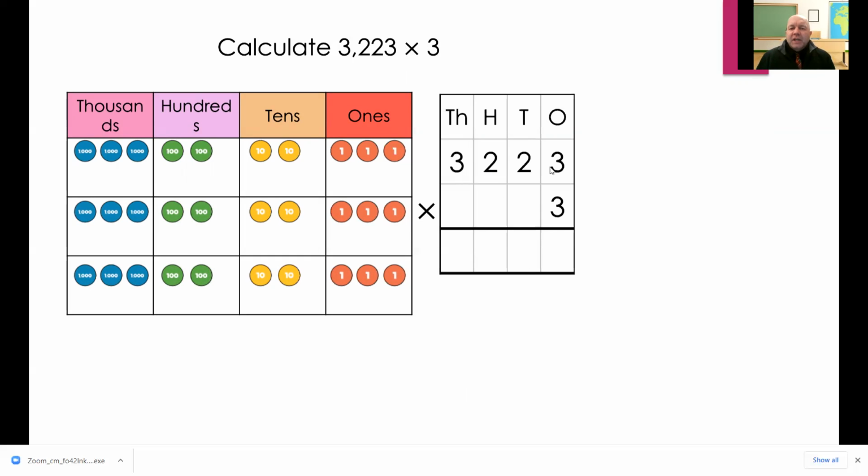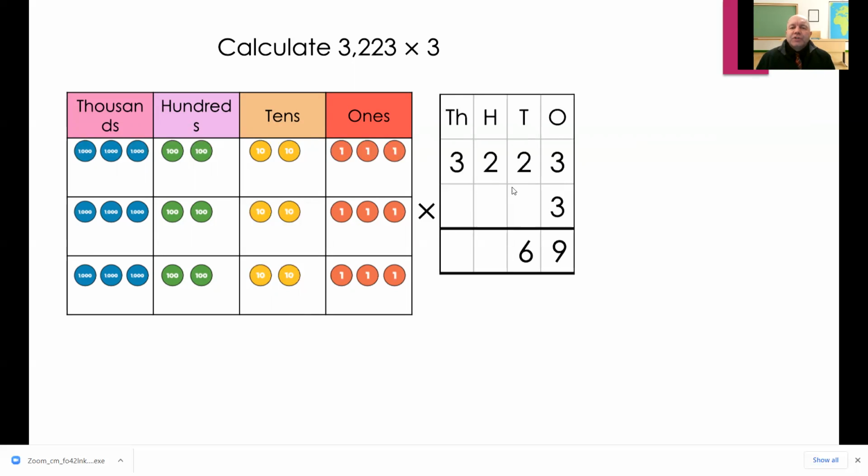And this is what the calculation looks like in a standard method. Okay, so let's start by working it through. 3 lots of 3 is 9. 1, 2, 3, 1, 2, 3, 1, 2, 3. So 3 lots of 3 is 9. Then we go to the tens column. We've got 3 lots of 2. 3 lots of 2 is 6.